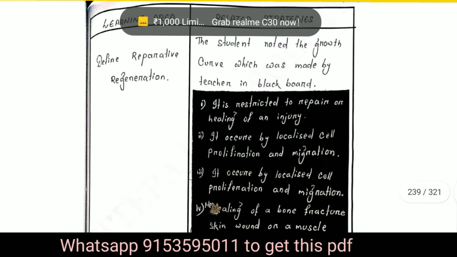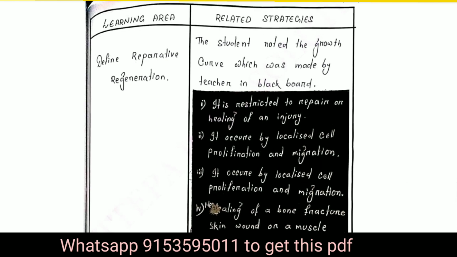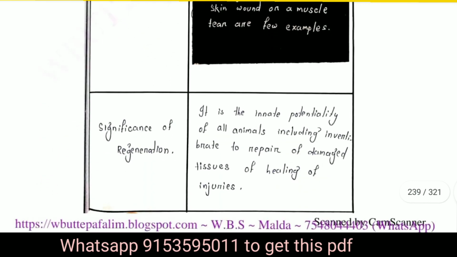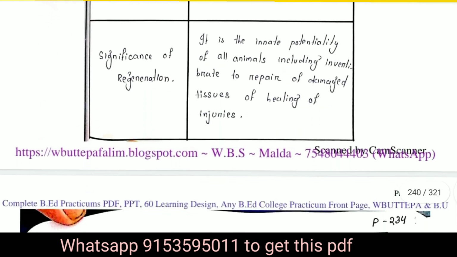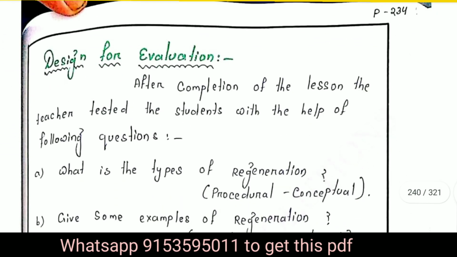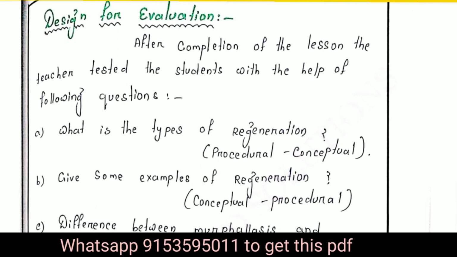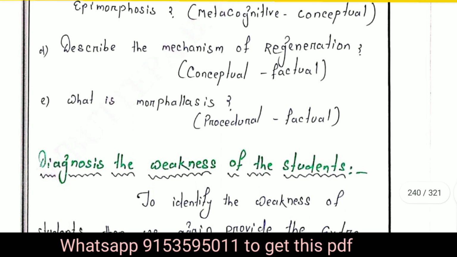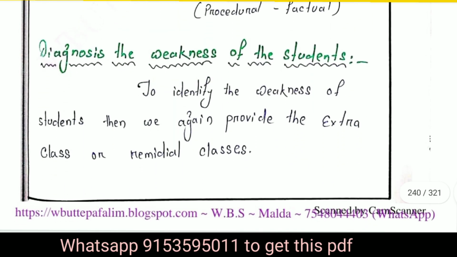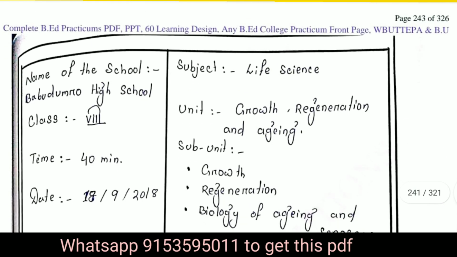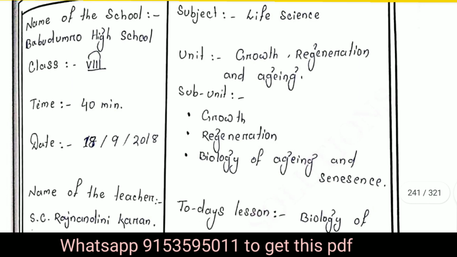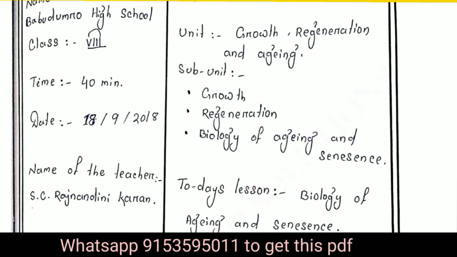Learning area and related strategies. There are two parts. Some blackboard work, significance of regeneration. Design for evaluation, some questions for evaluating. Last point, diagnosis of the weakness of the student. To identify the weakness of a student, they can provide extra classes or remedial classes. Next, learning design. Today's lesson, biology of aging and senescence.